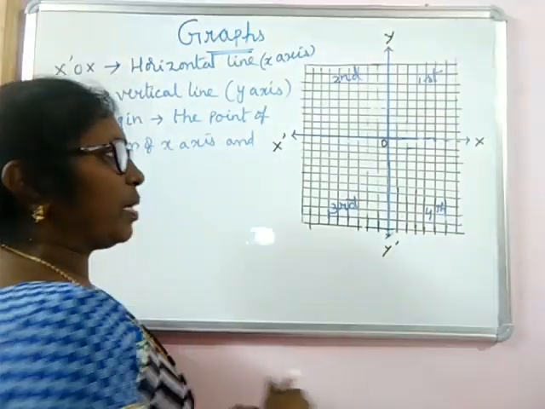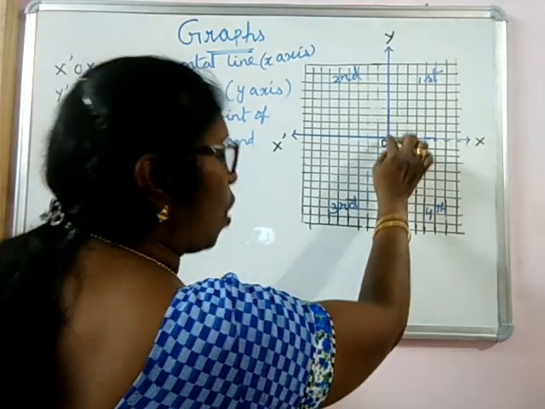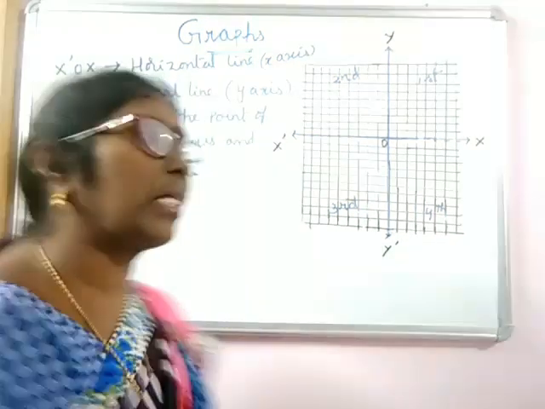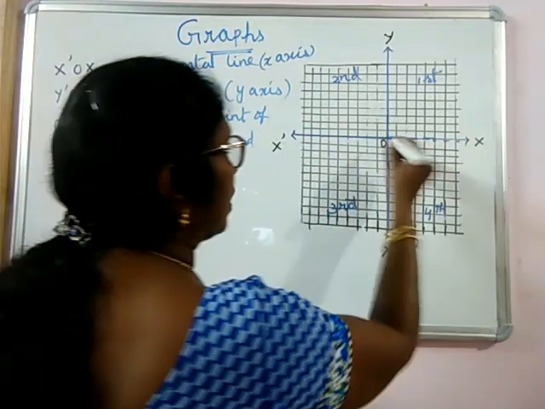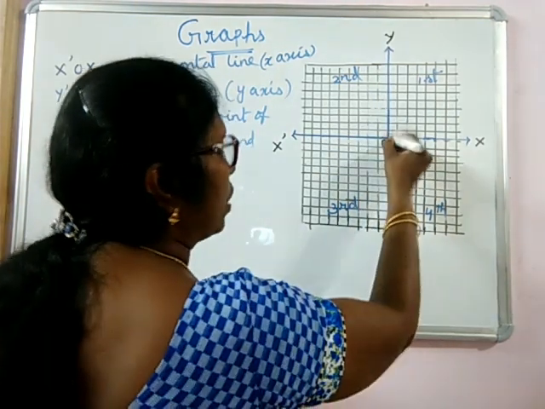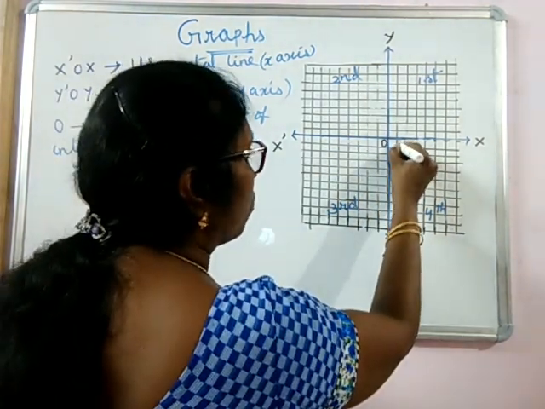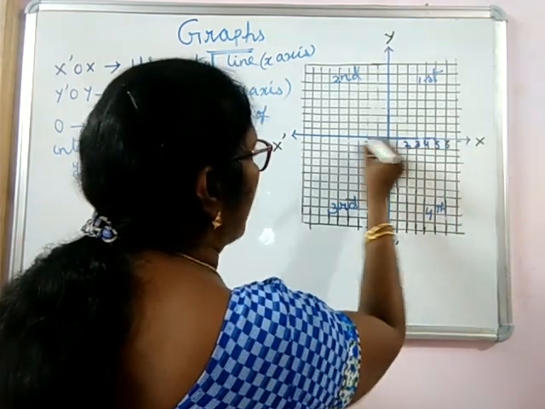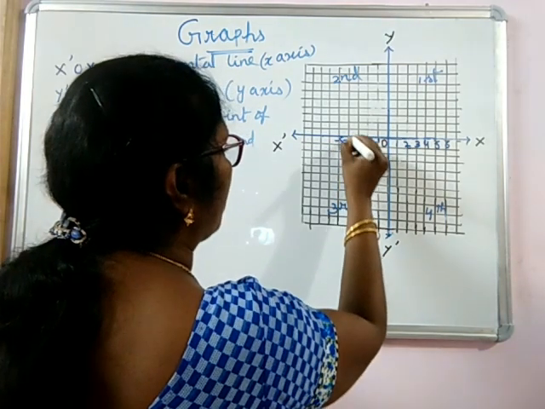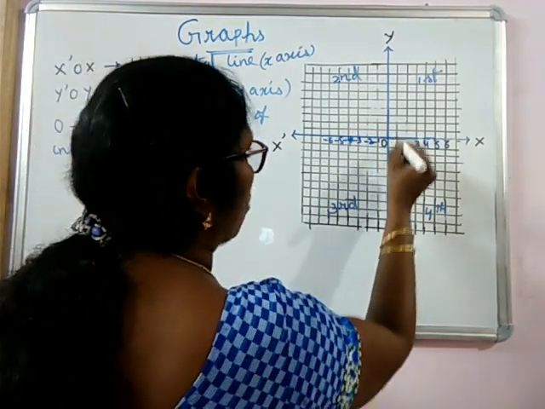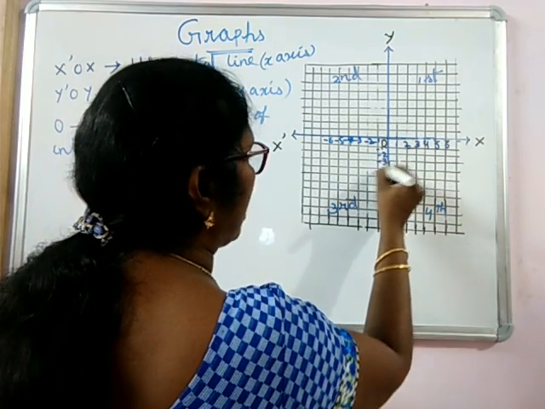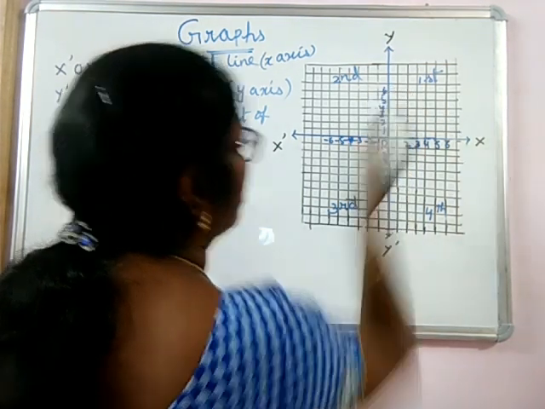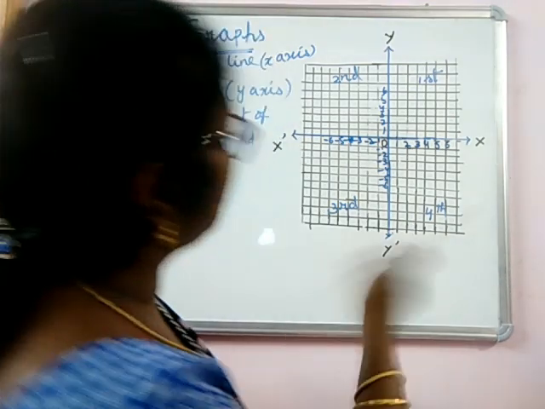Then, let me mark the x-axis. This is the O, origin. The coordinates of origin are 0, 0. What is 0, 0? That means x coordinate 0, y coordinate also 0. So let me name it here as 1, 2, 3, 4, 5, 6. Minus 1, minus 2, minus 3, minus 4, minus 5, minus 6. Here minus 1, minus 2, minus 3, minus 4, minus 5, minus 6. 1, 2, 3, 4, 5, 6. Very closely I have done, I think.